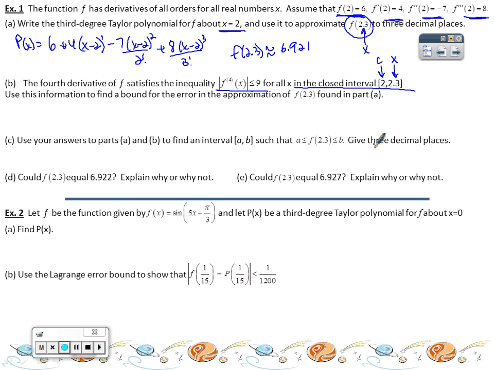All right. Use the information to find a bound for the error. Bound for the error is a code word for Lagrange error bound in the approximation of f of 2.3. All right, so I'm going to write the formula, and it'd be good for you. The more you write it, hopefully the more it'll just kind of stick. So let's just write the blank formula, and then let's fill it in. Let's sub into it.